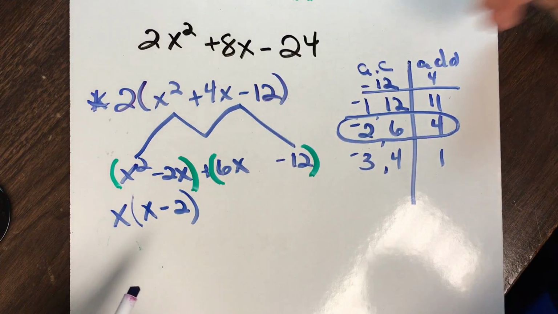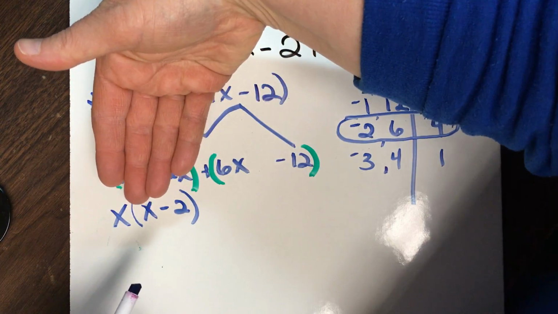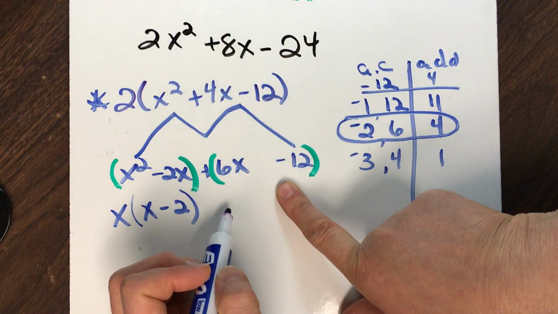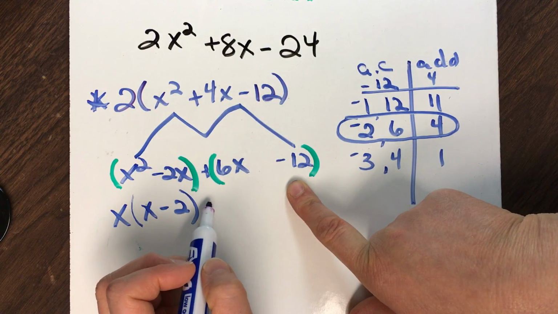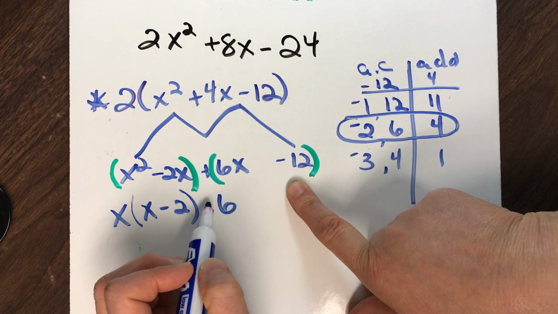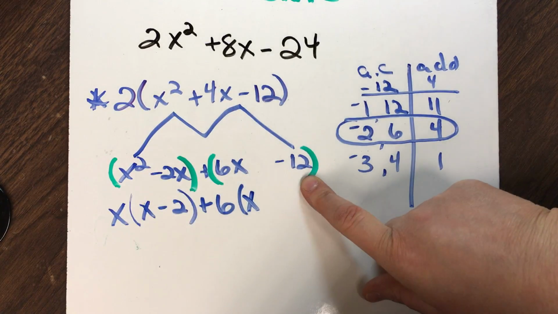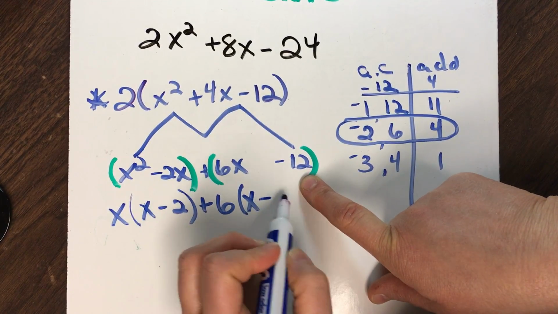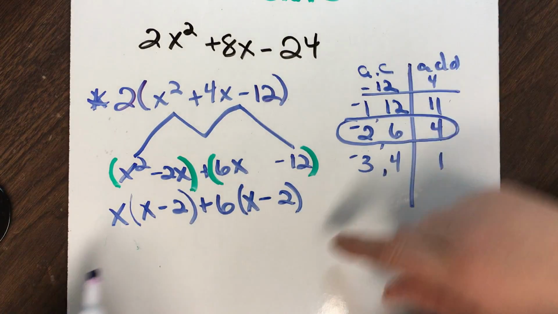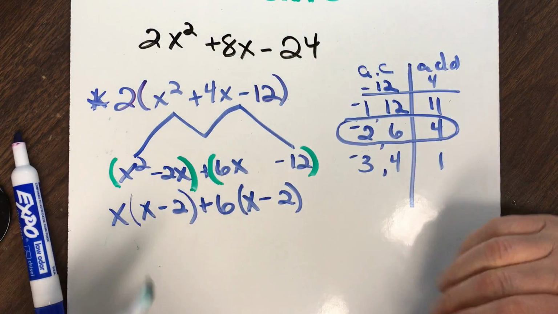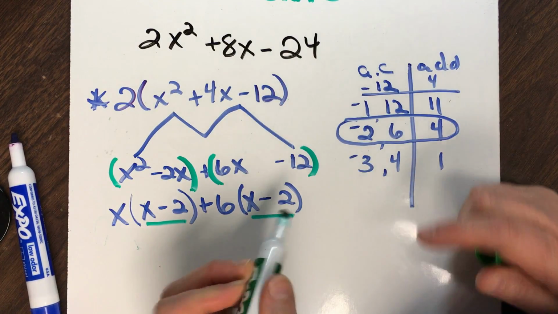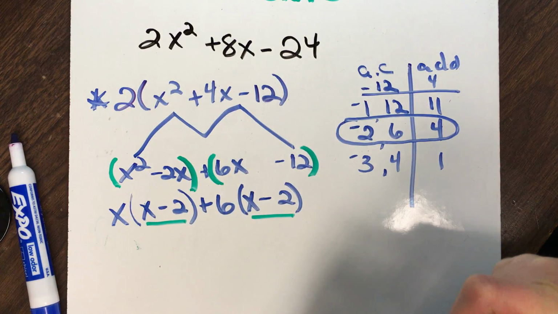Now I'm going to repeat that over on this side. So between these two, I can pull out a 6. If I pull a 6 out of this, I'm left with x. If I pull or divide a 6 out of this, I'm left with a negative 2. I have pieces that match. This matches this. That means I've done my steps correctly.